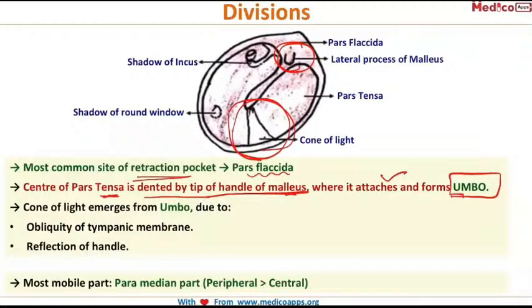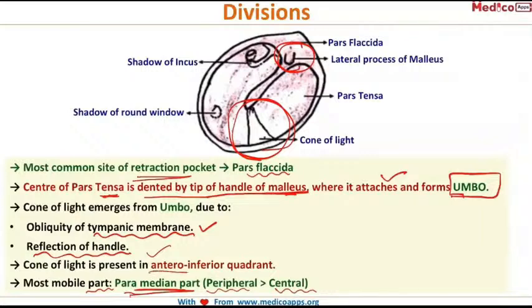As you can see, it is due to the obliquity of the tympanic membrane and the reflection of the handle of the malleus. Okay, the most mobile part of these two is the paramedian part. Now another important point for identification, the cone of light is always present in the antero-inferior quadrant of the ear.